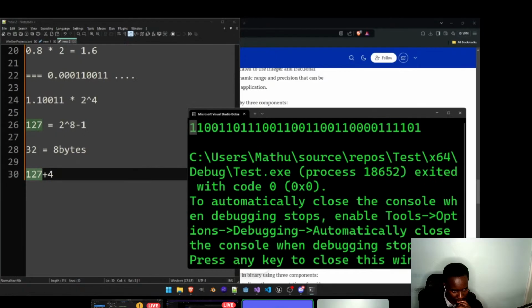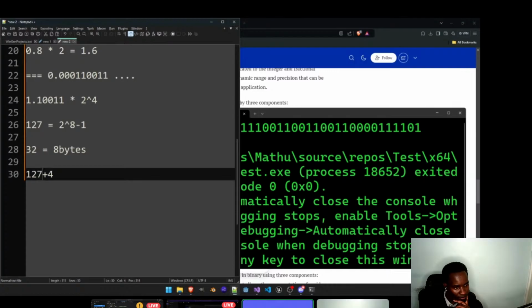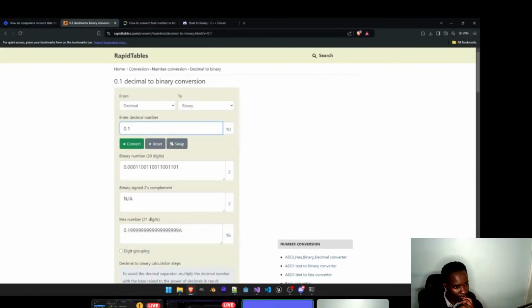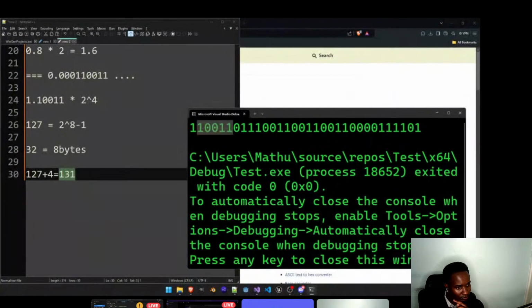So coming back here, that will be our next 8 bits. Let me just use a site here to convert. So for ours, 127 plus 4 will be 131. Right? Yes. So let's see what 131 is. I'll just use a calculator. From decimal to binary, we're converting 131. Convert. So it's this.